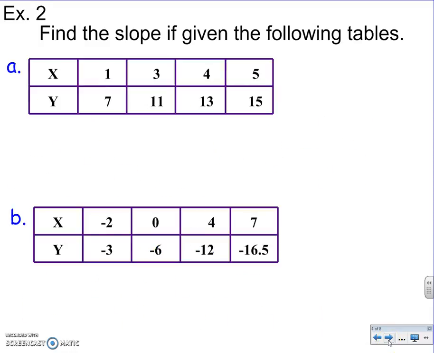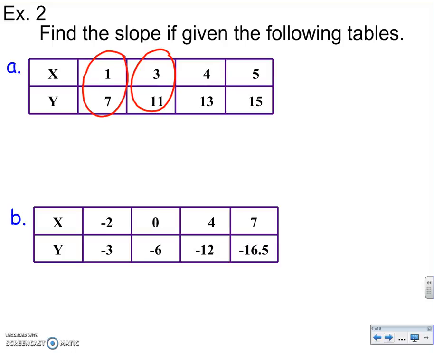Example 2, find the slope if you get a table. Well, a table is just a lot of points, x and y coordinates. The slope formula requires 2 of them, so you've got to pick and choose 2. I recommend picking the easiest 2, the smallest numbers. I like this first one and this one. I don't use 4, 13, or 5, 15.